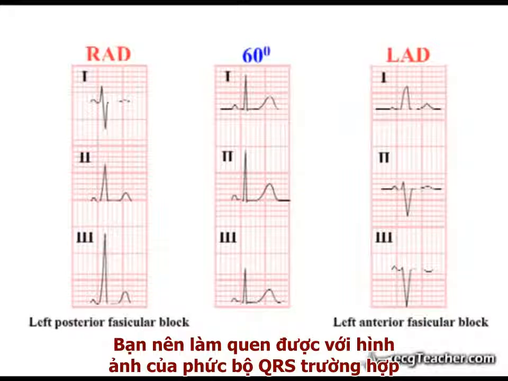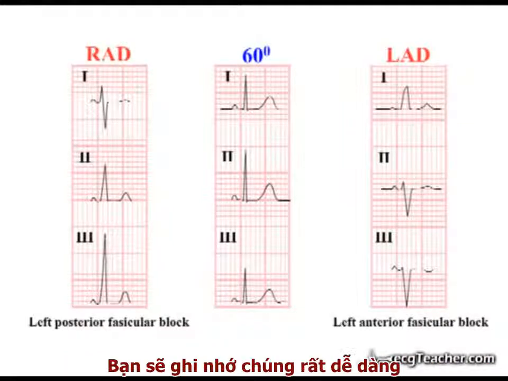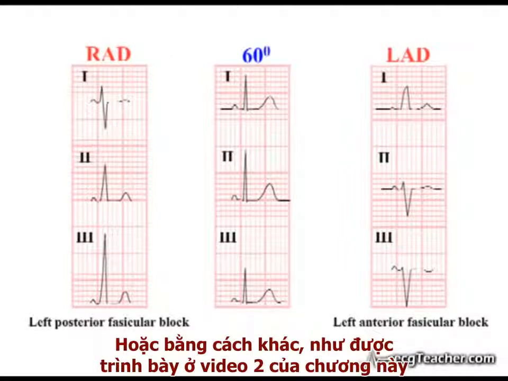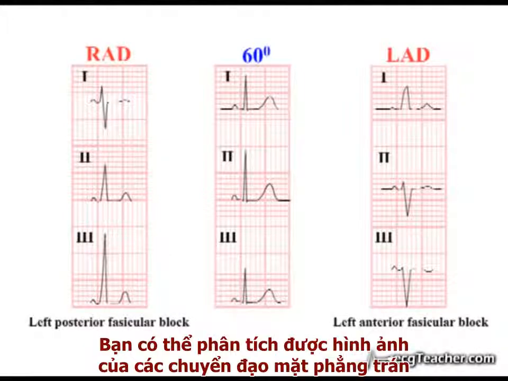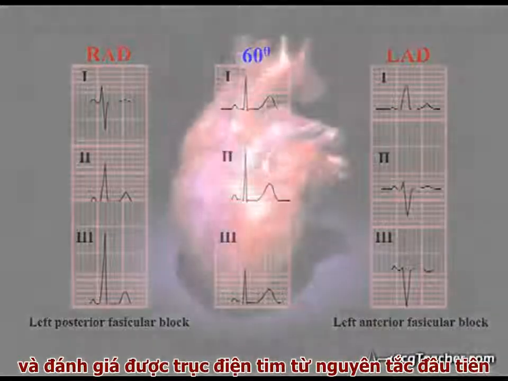Positive and negative components of the QRS complex in the individual leads separate to some degree. It is well worth being familiar with the QRS patterns of left and right axis deviation in the standard limb leads. You may simply memorize these patterns. Alternatively, as outlined in video 2 of this section, you can analyze the morphology of the frontal leads and determine the axis from first principles.